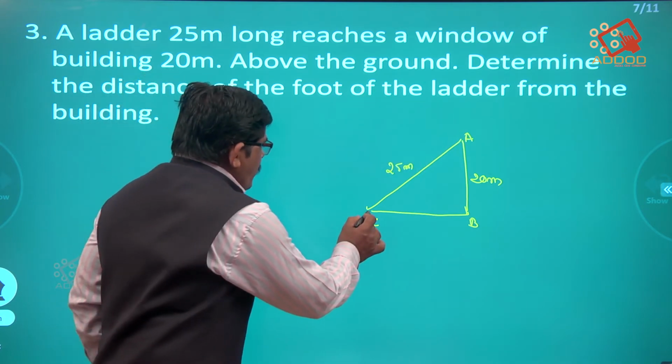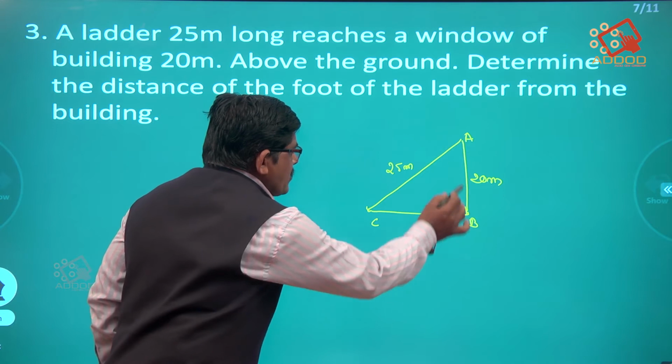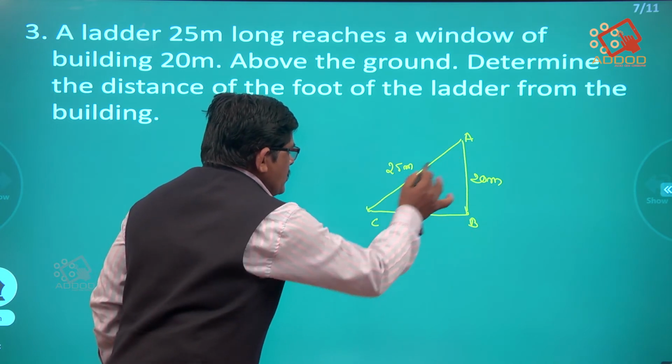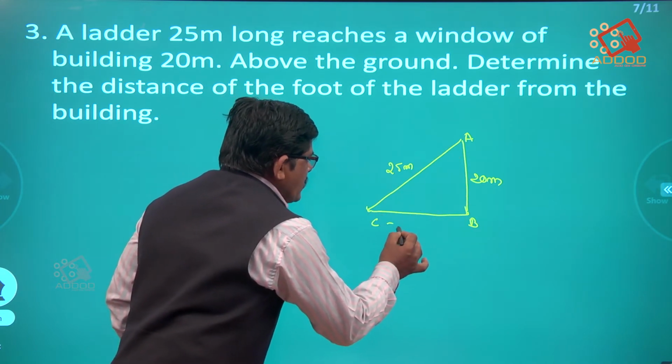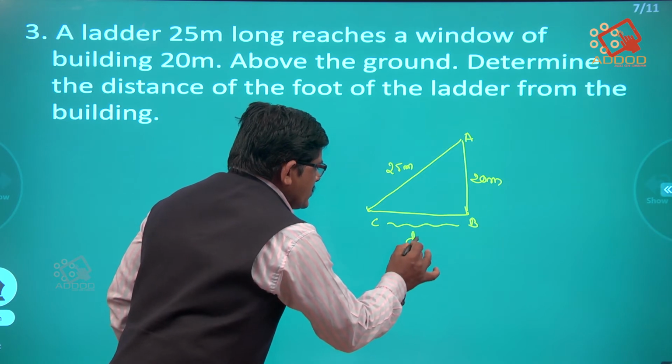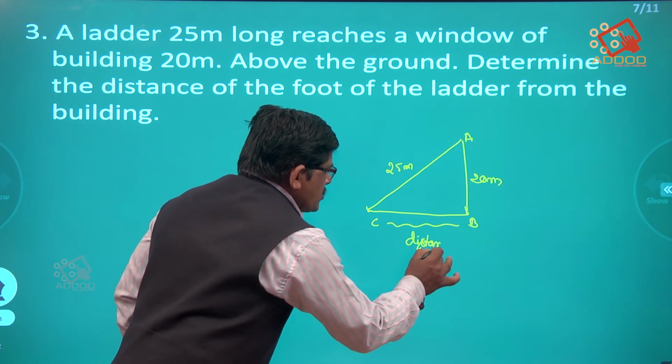This is called the foot of the ladder from the building. This is the building, this is the ladder. The length in between is called the distance. The question asks for this distance.